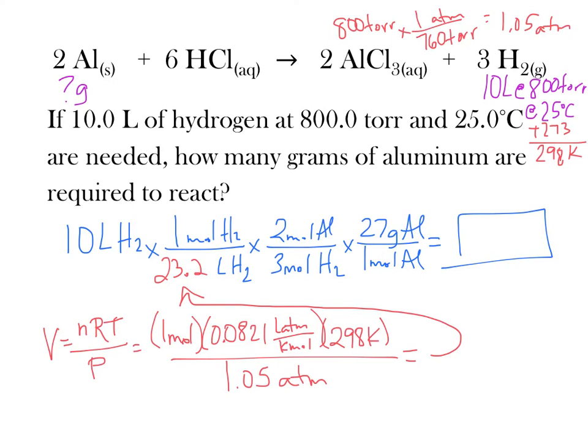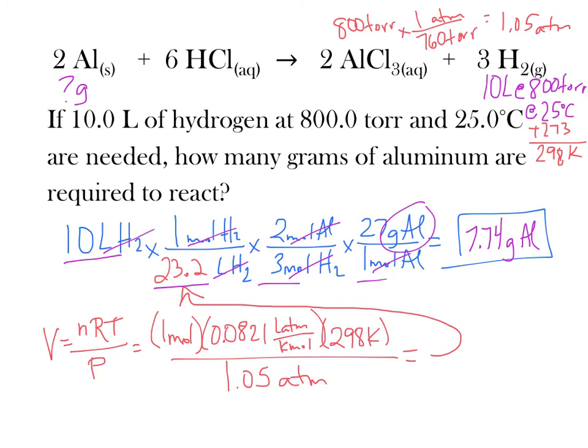Now that I have that, I'm going to work out my problem. 10 divided by 23.2 times 2 over 3 times 27. The units cancel. And I'm left with 7.74 grams of aluminum. If you worked this problem a totally different way, but you ended up getting something close to 7.7 grams of aluminum, then that's good enough for me.